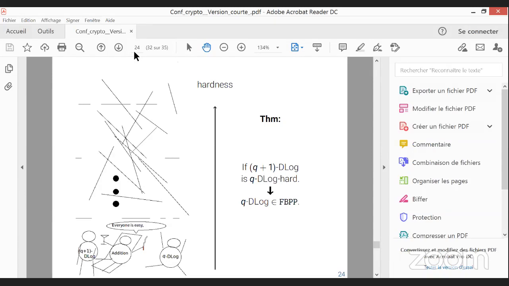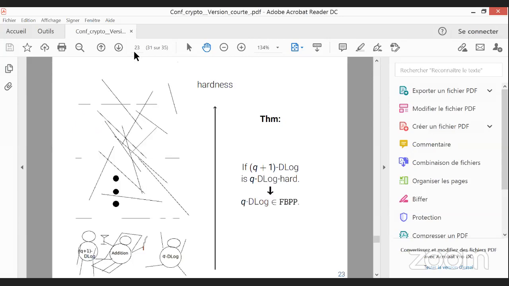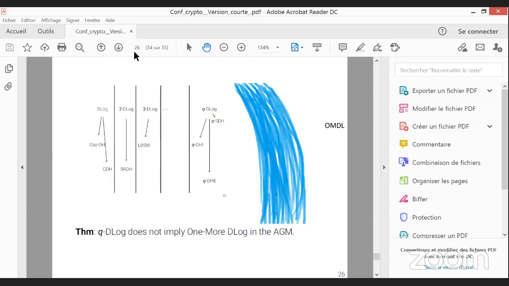So we show that the Q+1 D-log assumption is a strictly easier assumption than the Q D-log assumption. That means that all of the number theoretic assumptions that can be implied by the Q D-log assumption are strictly stronger than the ones that we can imply by the Q+1 D-log assumption. And then we also have another theorem that shows that there are some assumptions which we cannot capture in a framework, such as the one more discrete logarithm assumption. That basically sums up the results of my talk.